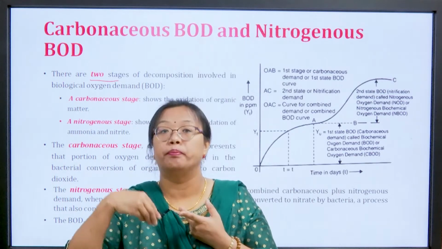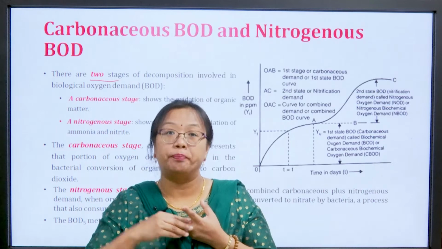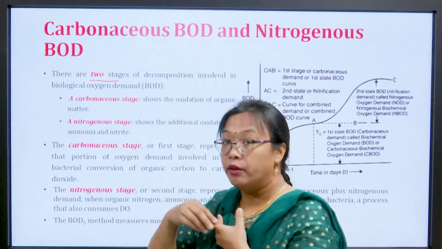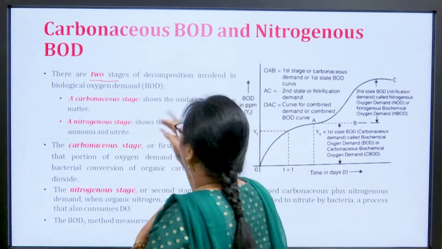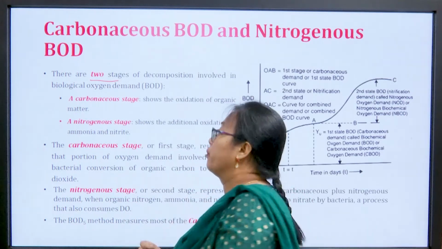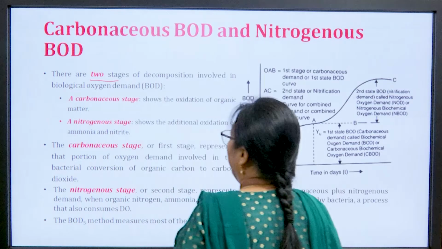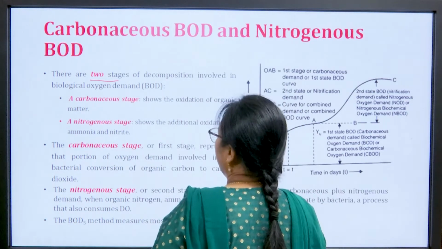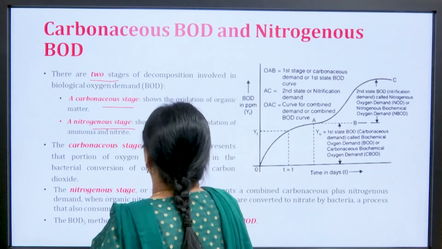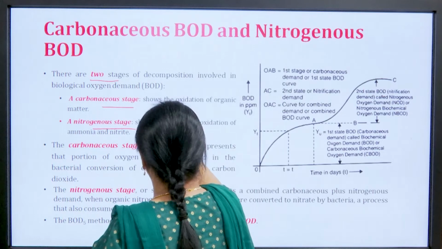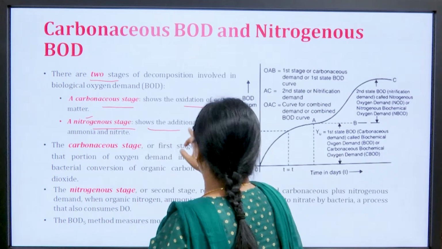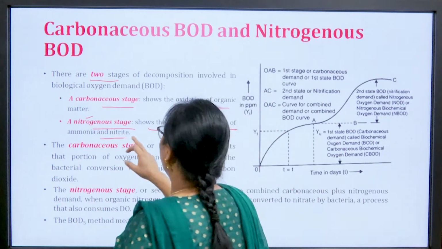Biologically active will give BOD, and biologically inactive plus biologically active, both together, will give COD. But the biologically active part, that is actually BOD, is divided into two stages. So, there are two stages of decomposition involved in biological oxygen demand, or BOD: a carbonaceous stage and a nitrogenous stage. The carbonaceous stage shows the oxidation of organic matter, and the nitrogenous stage shows the additional oxidation of ammonia and nitrate.